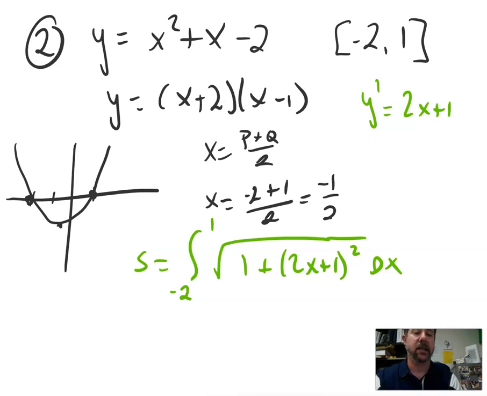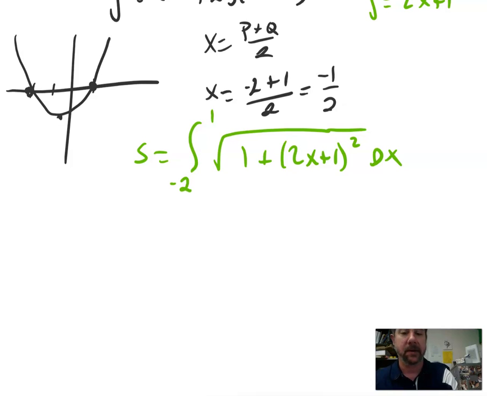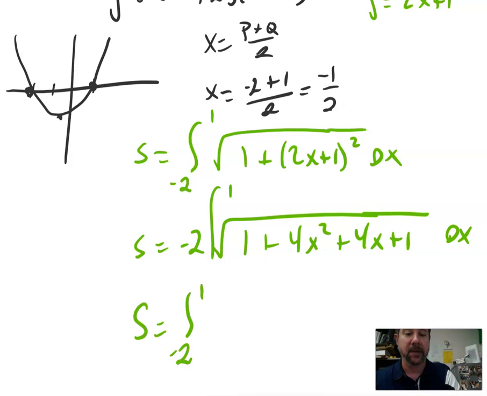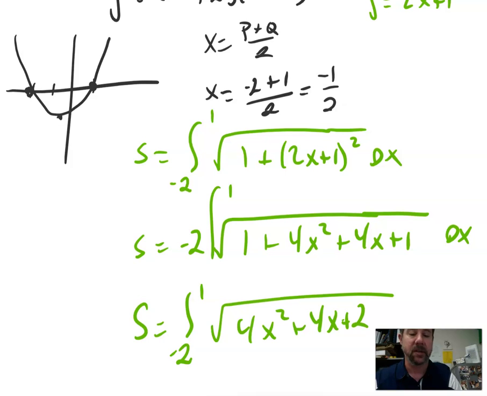Might as well go and do it. If I simplify a little, s equals the integral from -2 to 1 of the square root of 1 plus 4x squared plus 4x plus 1, dx. Or I get s equals the integral from -2 to 1 of the square root of 4x squared plus 4x plus 2. These are frequently calculator problems, and this is something that we can't integrate.